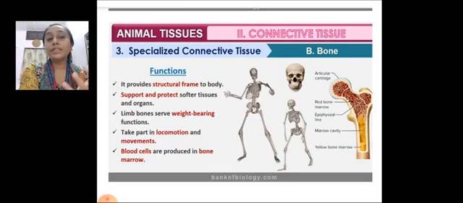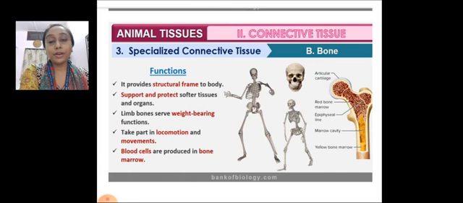So now we will study about the functions of the bone. See, bones are very important because they give the structural framework to the human body. They also support so many vital organs like our heart, the lungs, the kidneys. The limb bones like our hands and legs are doing an important function: they are bearing the weight of the human body. These bones also help in locomotion and movement of the human body.